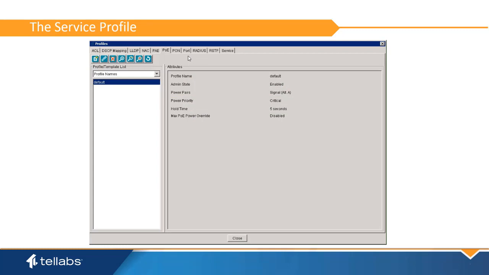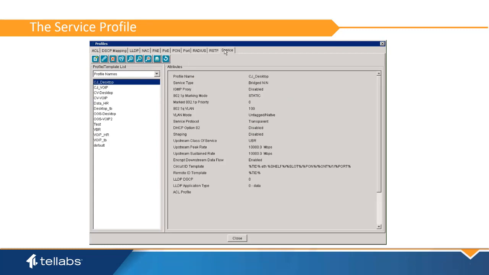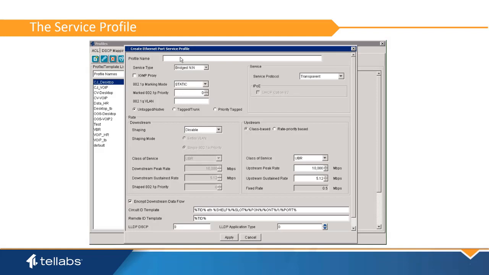Dynamic bandwidth allocation of service is provisioned in the service profile. The service profile provides the parameters for rate shaping the service on the PON. Because of the nature of PON, the upstream rate shaping is the most important to address.